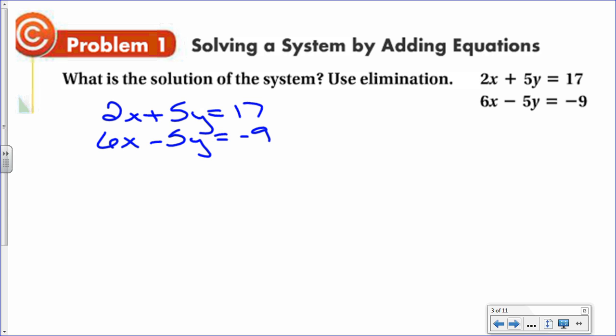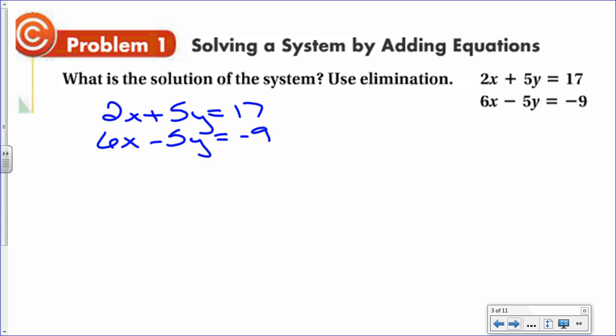In this case, you look at the x's, I see a 2 and a 6. You look at the y's, I see a positive 5 and a negative 5. Now that catches my eye. A positive 5y with a negative 5y equals 0y. So those are the variables that are going to eliminate.